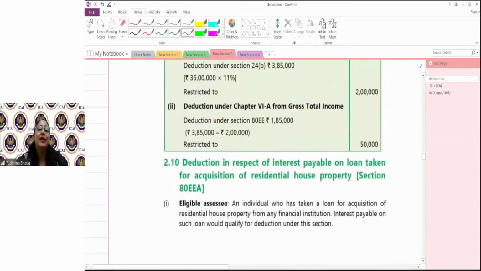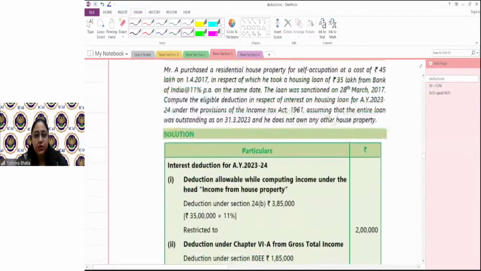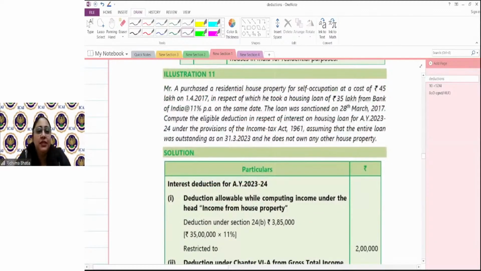But before going on break, does anyone have any doubt till 80EE? We'll do a quick question on your screen. Mr. A purchased a residential house property for self-occupation at a cost of 45 lakhs on 1st April 2017. You took the house in April, in 17-18, it does not matter. The question is loan sanctioning. That's why I gave those 3 stages: sanctioning. Before that, there is application, approval, sanction, disbursement. Blindly just use the word sanction and look for it.